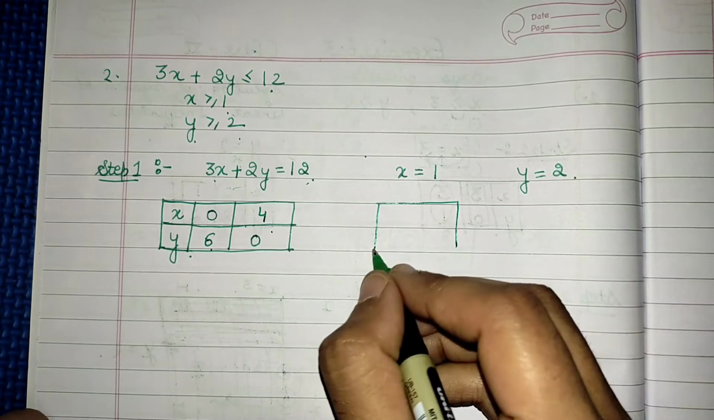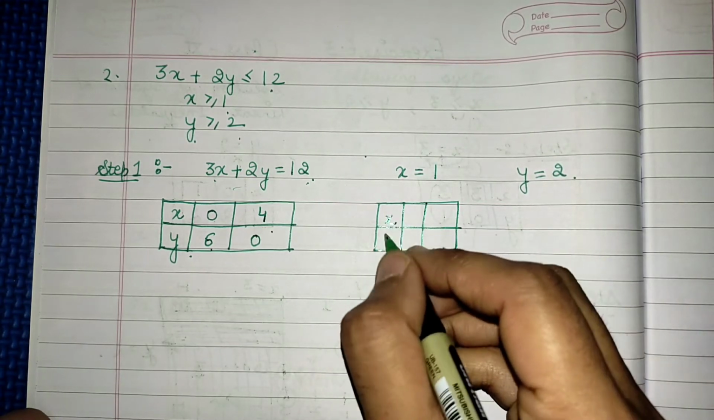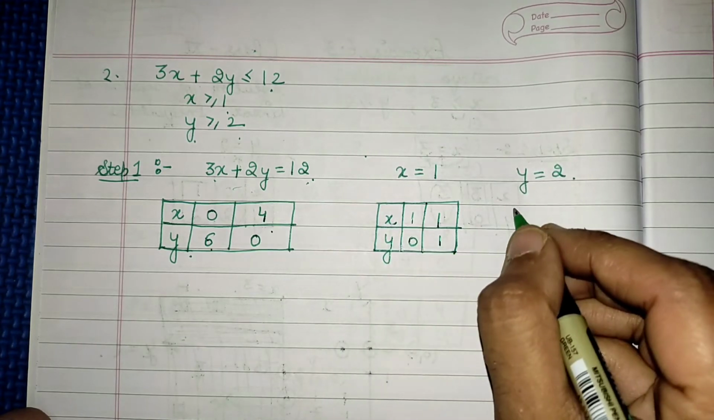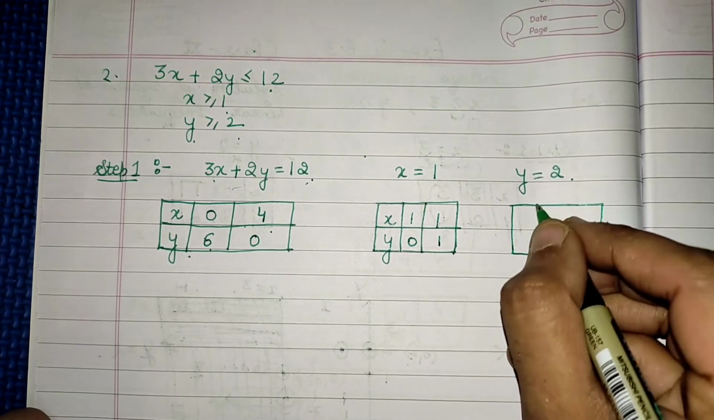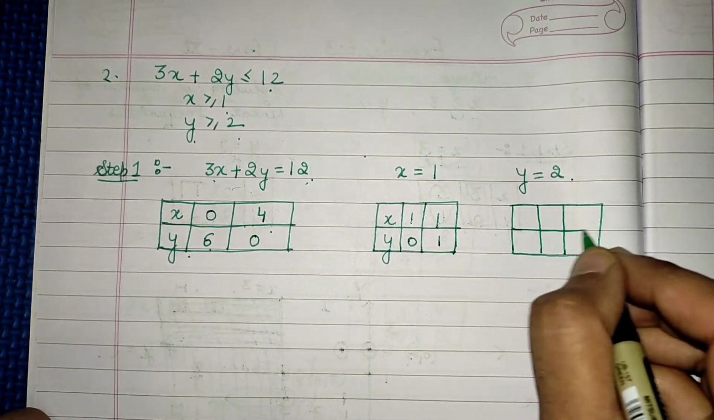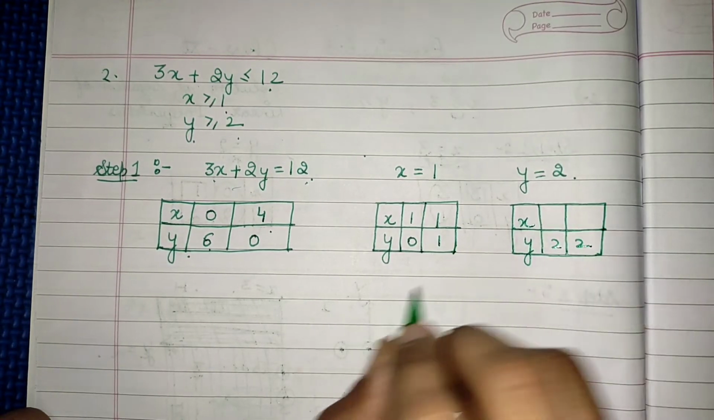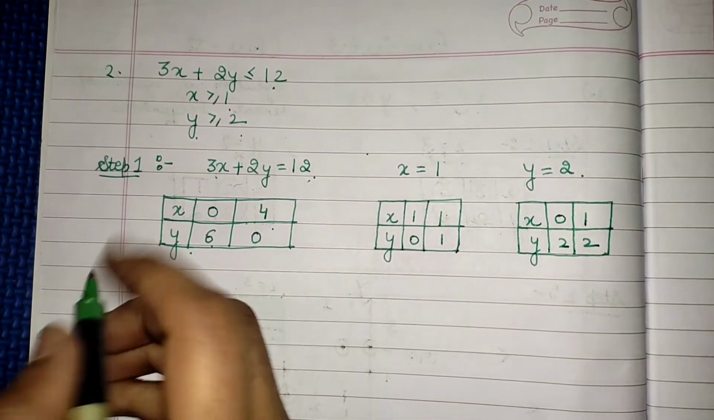And to find out the points for these lines, it is very simple, that always x will be equal to 1 and whatever is the value of y, it doesn't matter. Okay, so next y is equal to 2. It will be similar also, that y will be always equal to 2. Whatever is the value of x, it doesn't matter.